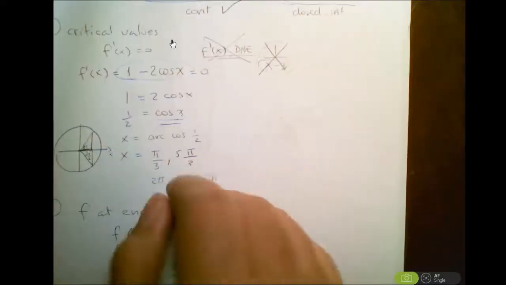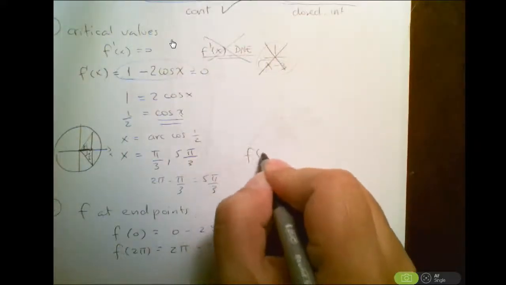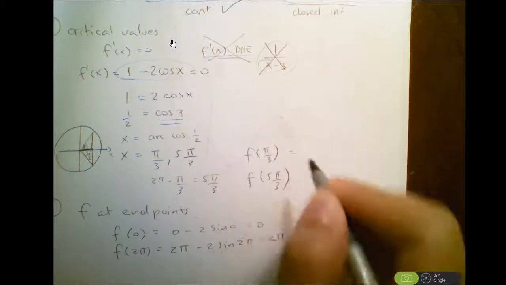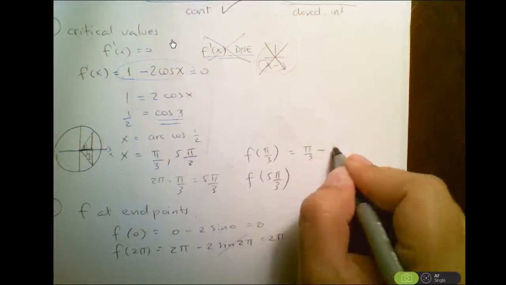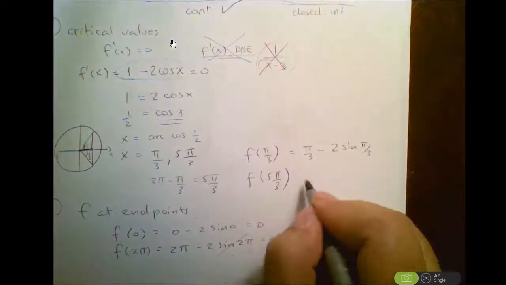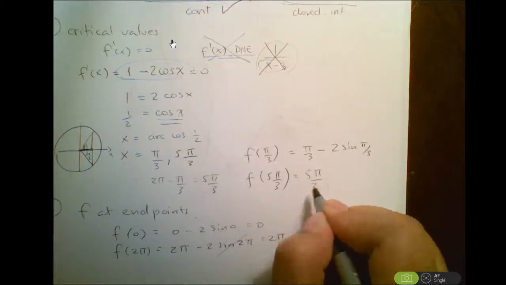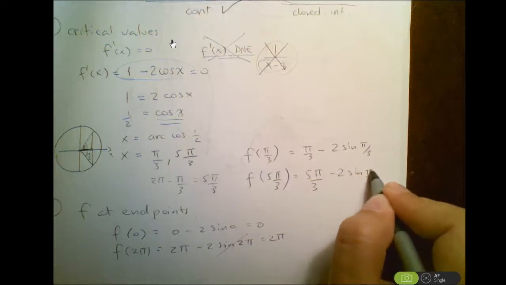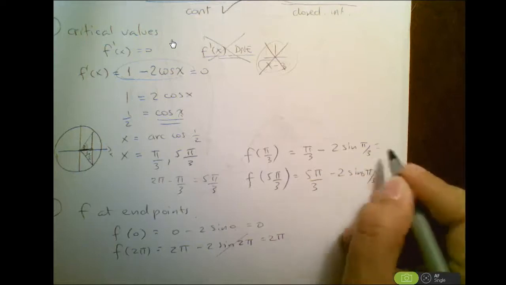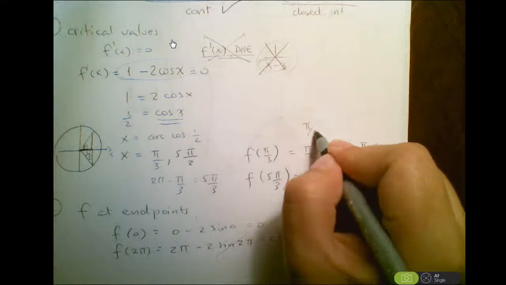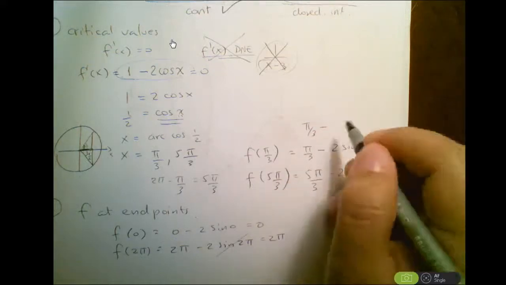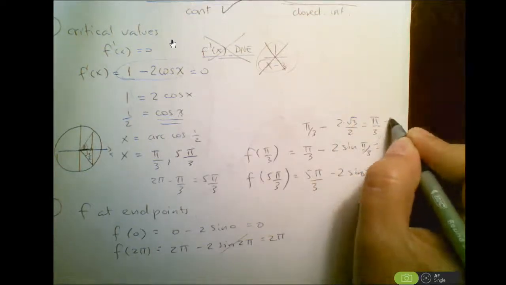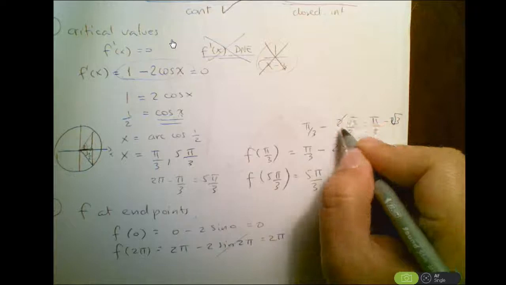I forgot to find my f at my critical values. So f of my critical values, f of pi over 3 and f of 5 pi over 3. Pi over 3 minus 2 sine of pi over 3, and 5 pi over 3 minus 2 sine of 5 pi over 3. And that will be pi over 3. Sine of pi over 3 is root 3 over 2. So this is pi over 3 minus 2, minus root 3, because these two cancel out.